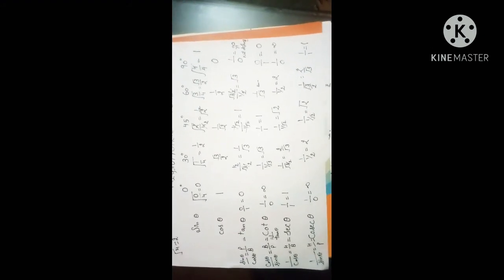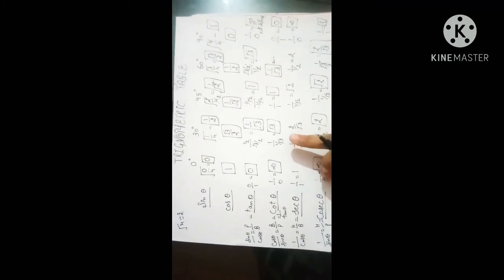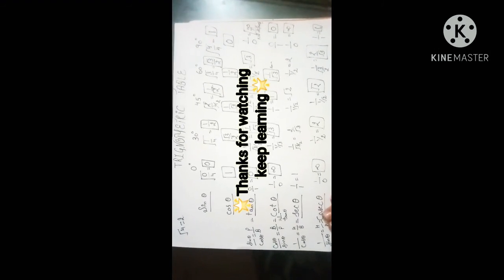Hope everything is clear up to here. The values in square brackets are the actual values of the angles of these t ratios. Clear your doubts up to here and comment down your queries.